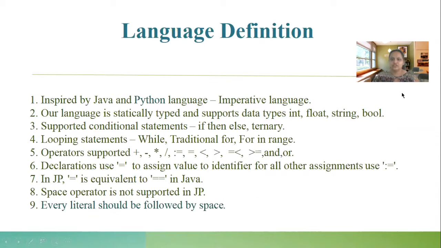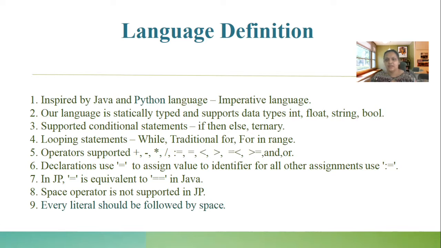The language definition for JP. As I have mentioned before, it's inspired by both Java and Python. One main deviation JP has from Java and Python is our assignment operator and the equal to operator. For double equal to operator, in JP, we just use a single equal to. The single equal to is also used during declaration to assign values to identifiers. Any other assignments, we use colon equal to in place of equal to.